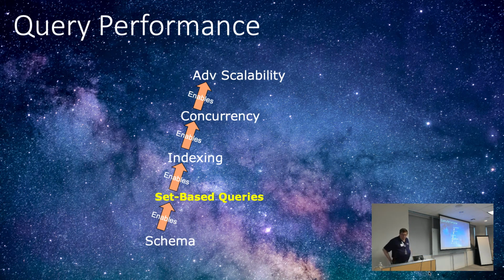So, questions about the schema layer before we jump into the set-based queries? Well, it seems like you're limiting yourself to 2 billion rows across all your tables, which in some cases I could see being an issue. You guys can size your data. Yeah, you can always make it bigint if you want to. In most situations, that's not going to be a problem.